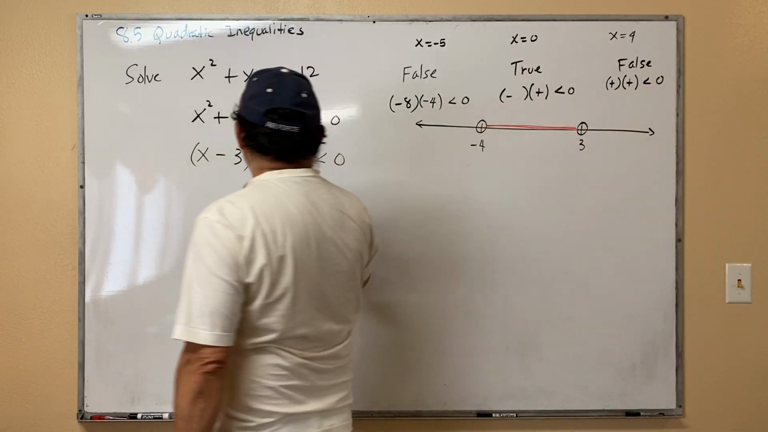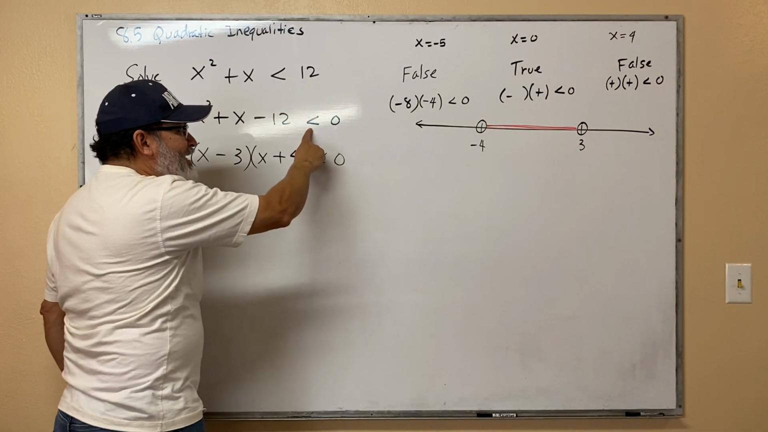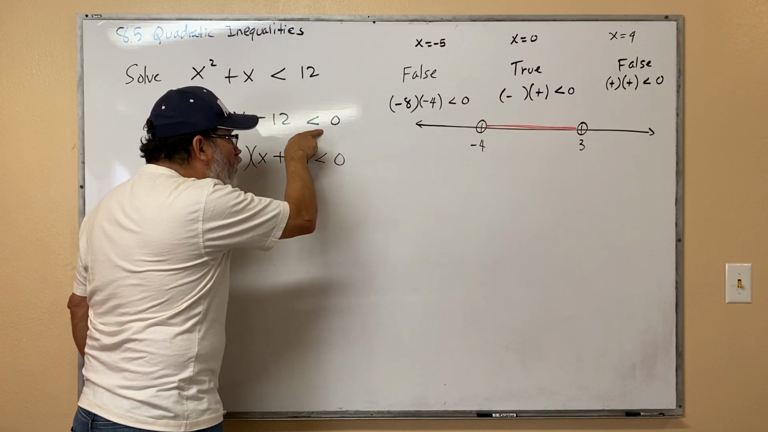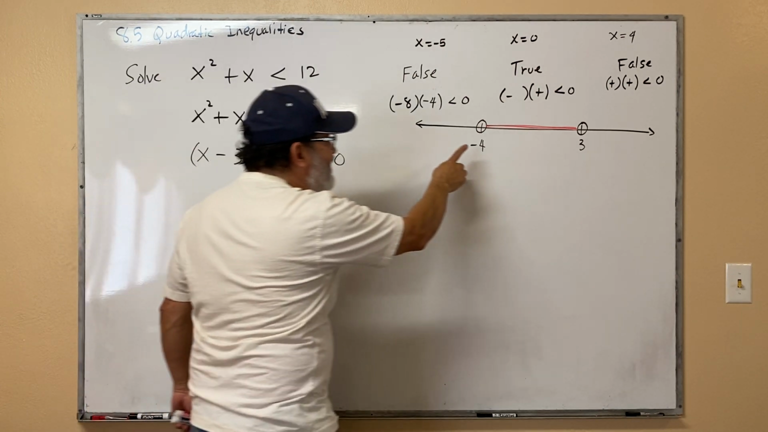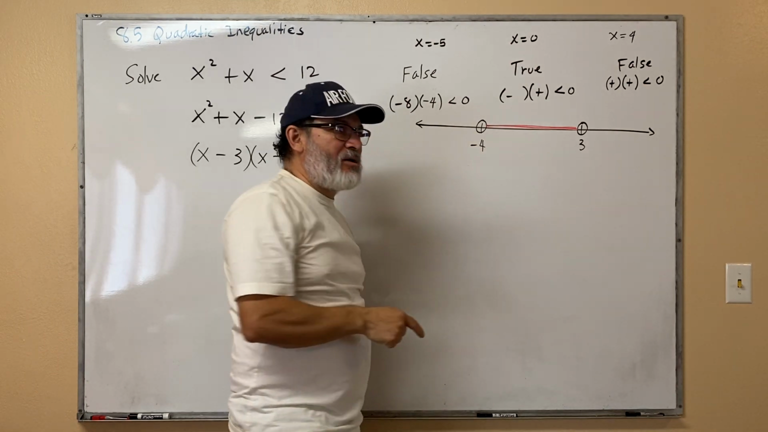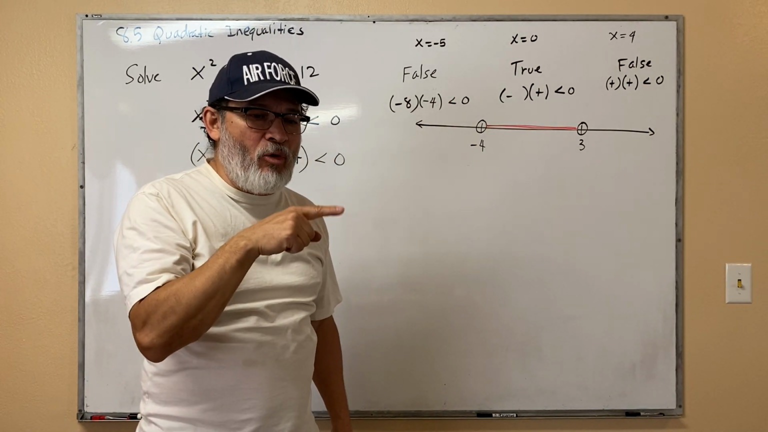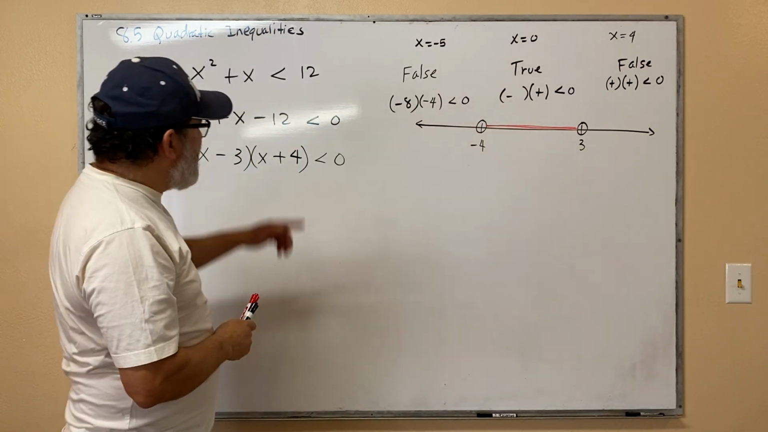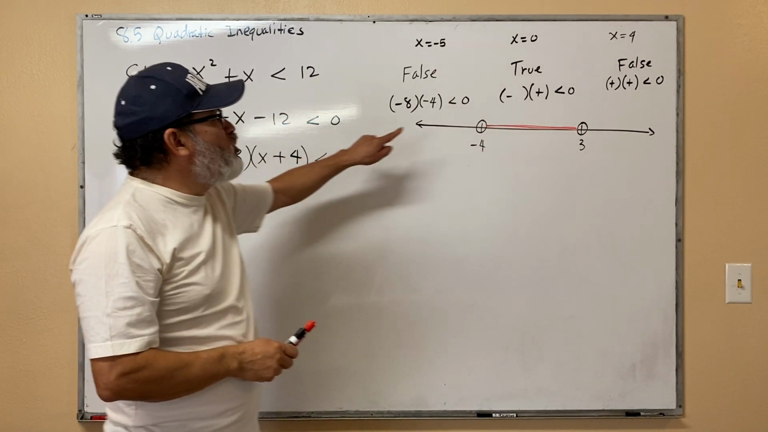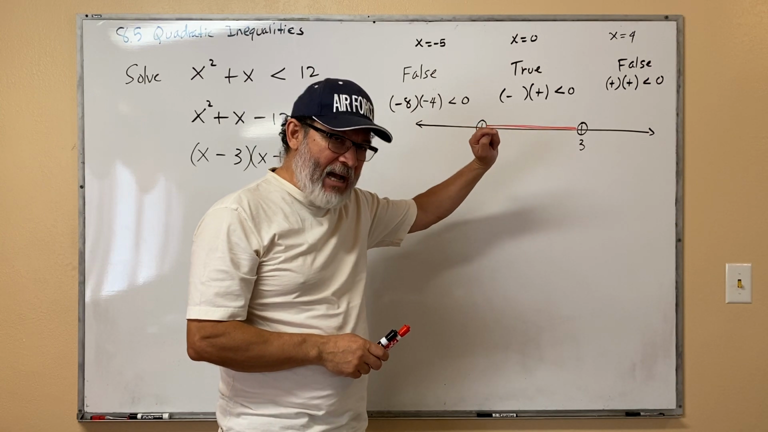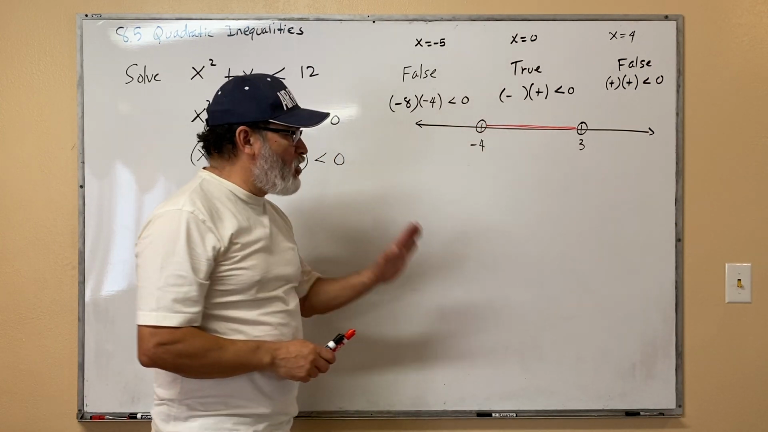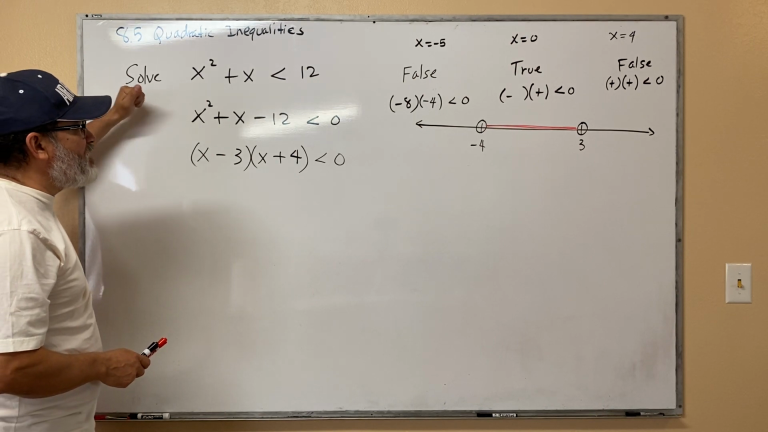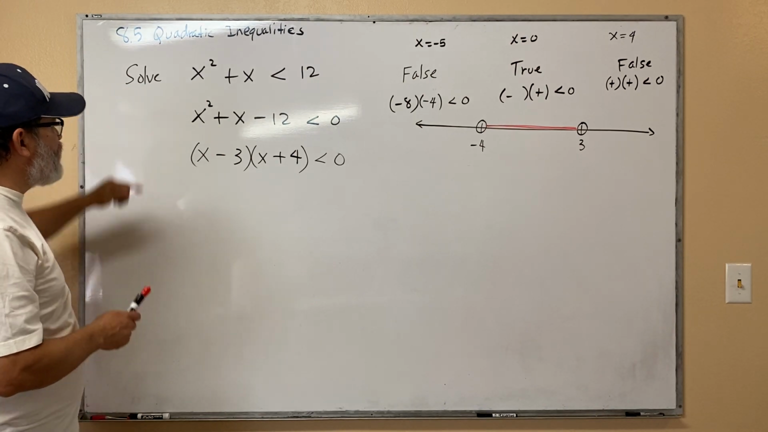Now, you see this inequality? It does not have equal. Because it does not have equal, the boundary values stay open. They are not shaded. If it did have equal, you would shade them. And so we found the solution to this problem. Yes, we did. What is the solution?